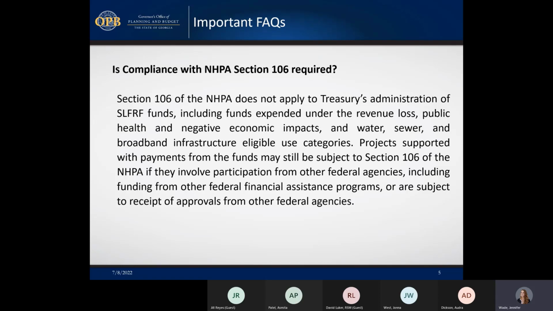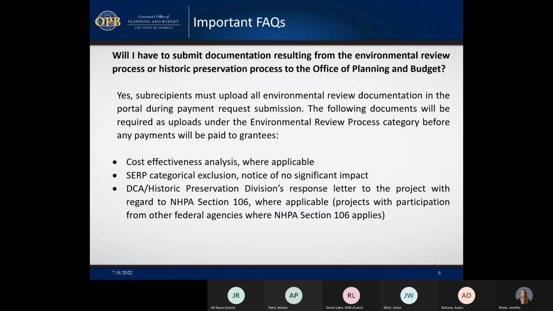So if you received state fiscal recovery funds for a water, sewer, or broadband project, for example, and your match that you put into your application is a federal source or other source that requires approvals from federal agencies or has financial assistance from the federal agency, then those may still be subject to Section 106 of NHPA. And as the grantee, it is your responsibility to reach out to DCA, and we do have some information on that on our website as well.